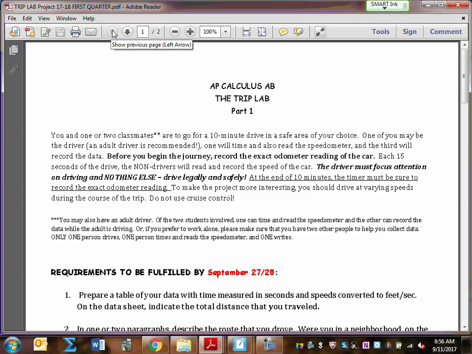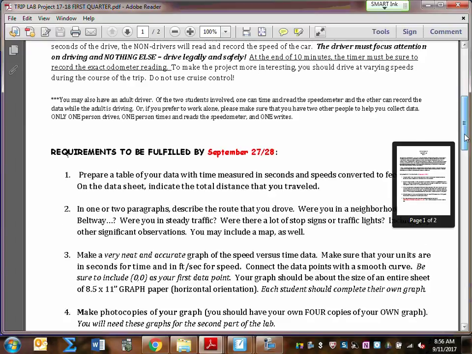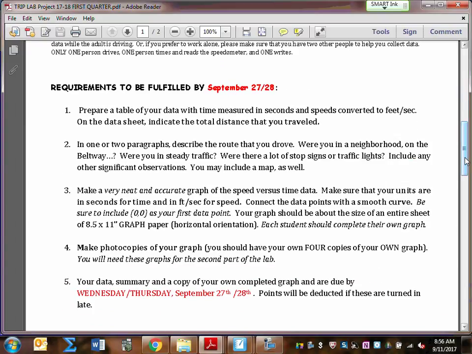So basically, what you're going to do is drive around for 10 minutes, record this data, and then create a graph like this. Due September 27th and 28th is this first part. The backside is due later. So that first deadline is a table with your data, and 1 to 2 paragraphs that describe the route that you drove. Be specific with that. Explain where you went.